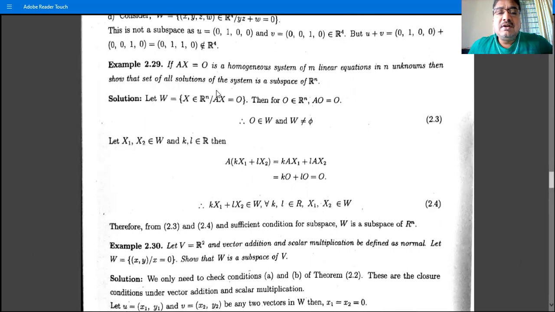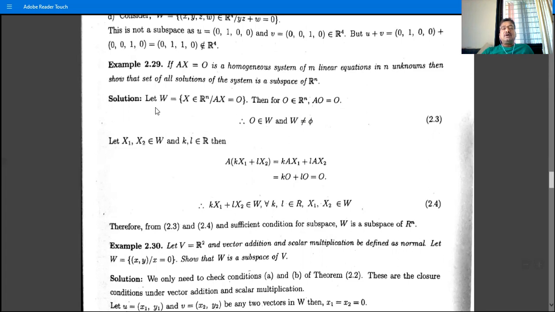What is W? W is a subset of R raised to n and is the set of all x belonging to Rn such that Ax is equal to 0. That is the solution set, the set of all solutions of the system Ax equal to 0. And now we have to show this W is a subspace of R raised to n. Obviously 0 belongs to Rn because A0 is 0, and so W is not empty, and obviously W is a subset of R raised to n. So write that directly, that W is not empty and W is a subset of R raised to n.